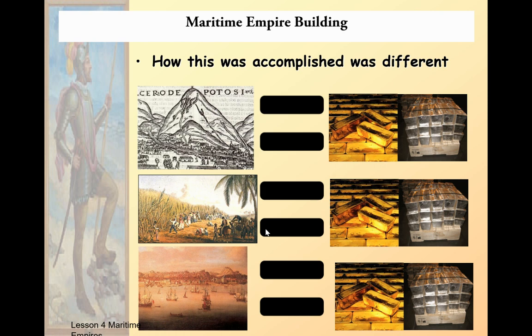And then finally, is controlling trade. Controlling trade, especially to existing markets in India, Southeast Asia, and China, would allow them to collect all the profits, bringing in wealth in the form of gold and silver and making them powerful.